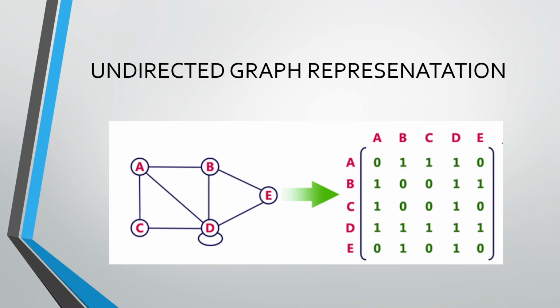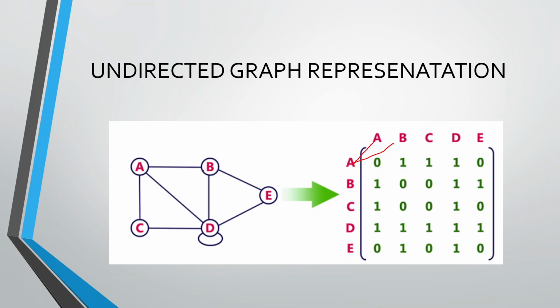First we list the vertices: A, B, C, D, E along the rows and A, B, C, D, E along the columns. From A to A, I don't have any path, so 0. From A to B, I have 1. Then A to C, yes, I have an edge. From A to D, yes, I have an edge. A to E, I don't have an edge, so I put 0.